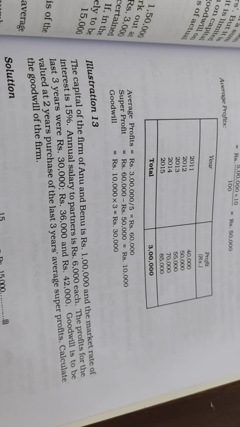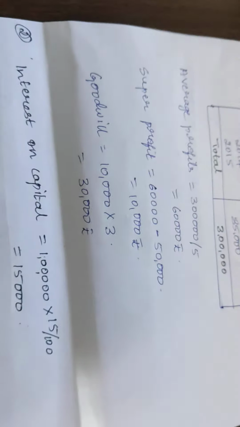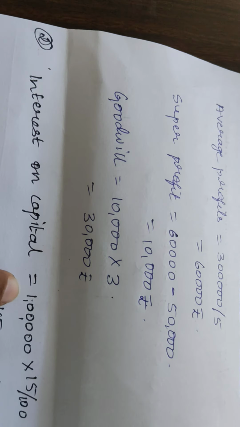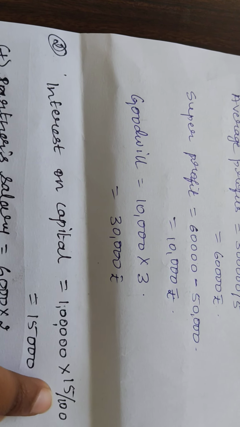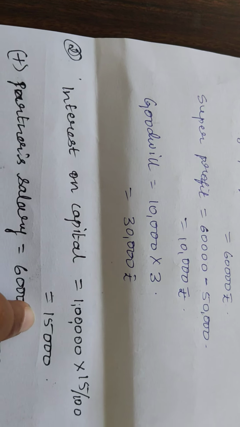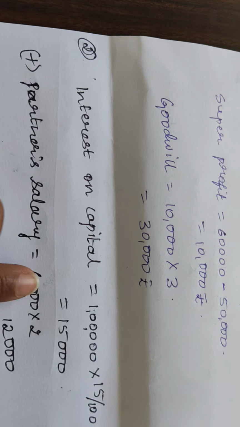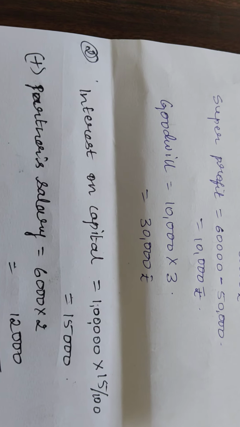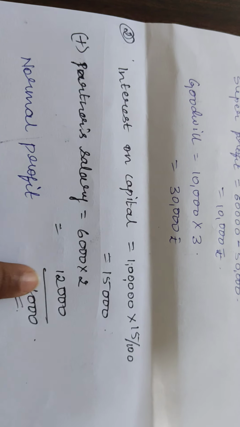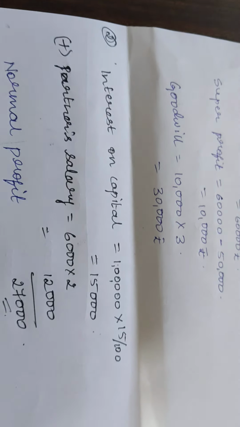Now to calculate normal profit, how we have to calculate? See, they have given the interest of capital, that is the capital of Anu and Binu is 1 lakh. What is the rate of interest? That is 15%. So 15% of capital is 15,000. Next they have given a partner salary, annual partner salary, that is 6,000 each. We have 2 partners. So 6,000 into 2 is 12,000. So when we add this, we will get the normal profit. That is 15,000 plus 12,000 is equal to 27,000. Understood the normal profit?